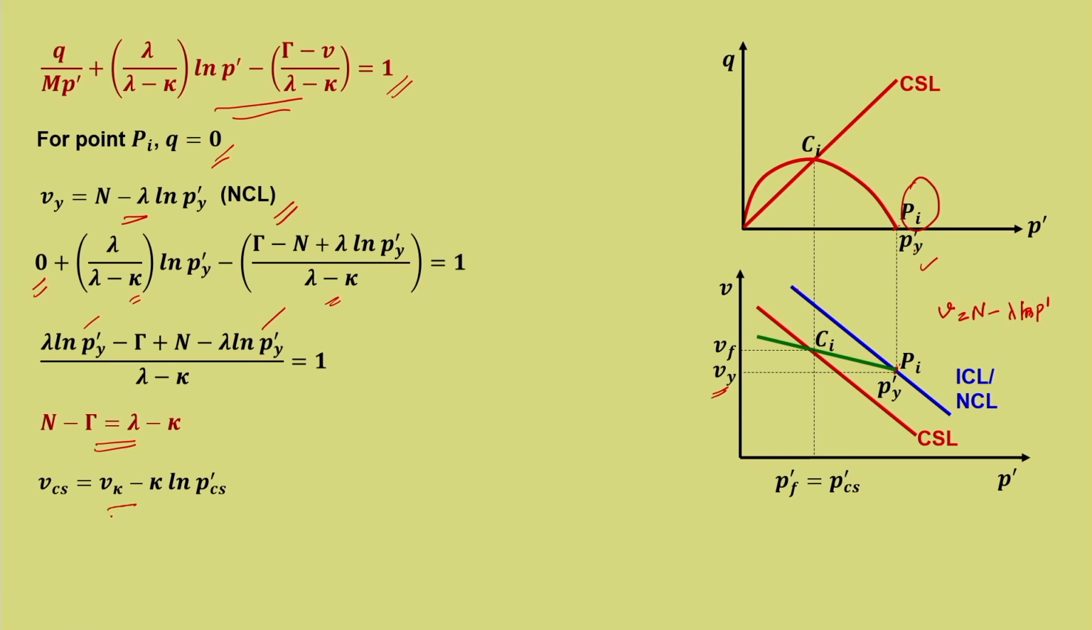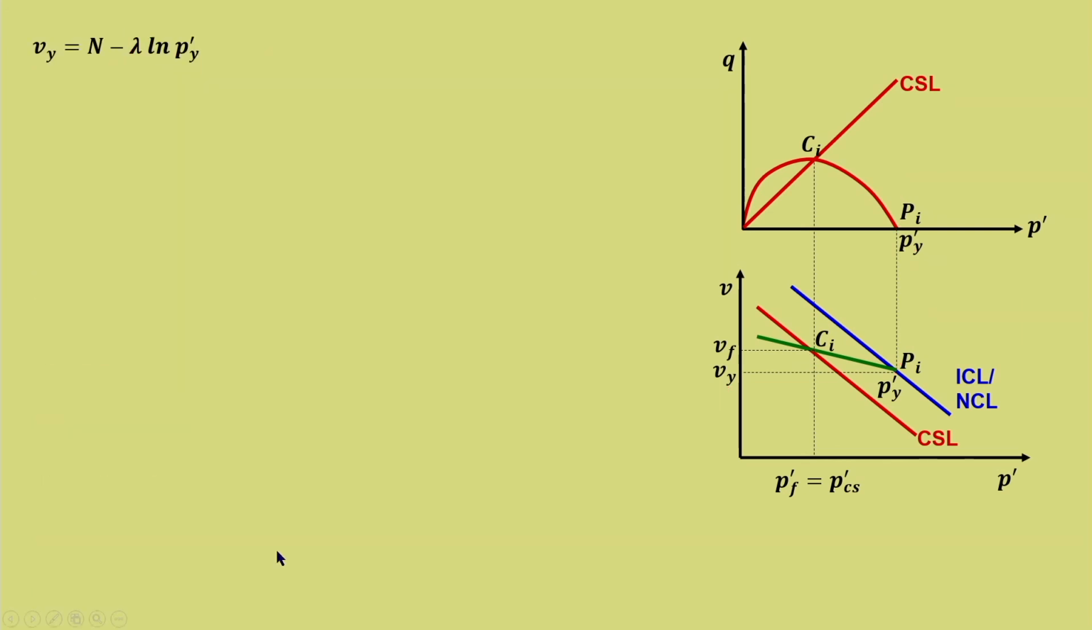Now, for the critical state point, this particular point, we can write V kappa minus kappa ln p' cs, this particular point from the loading unloading line. From the critical state line, the same point can be represented as Vc is equal to gamma minus lambda ln p' cs. Now, substituting these two, we can write gamma minus V kappa is equal to lambda minus kappa ln p' cs.